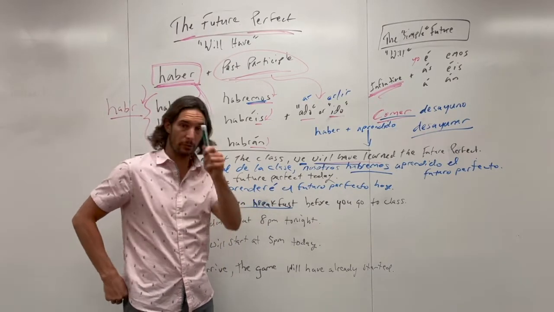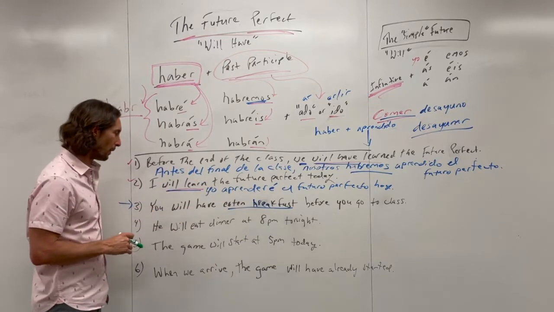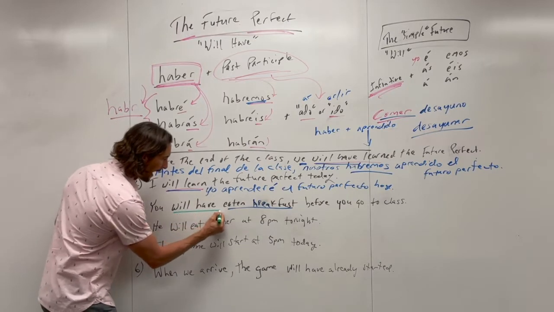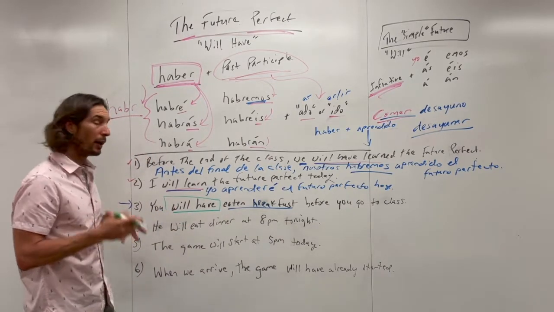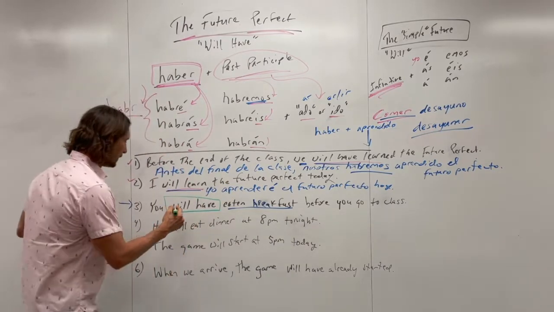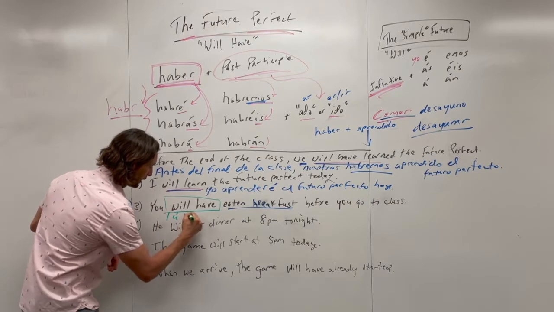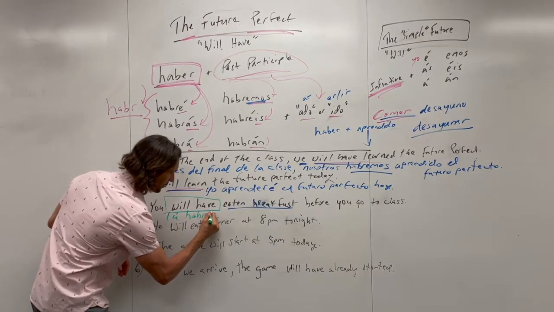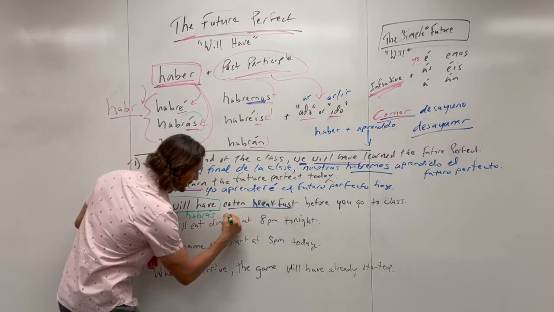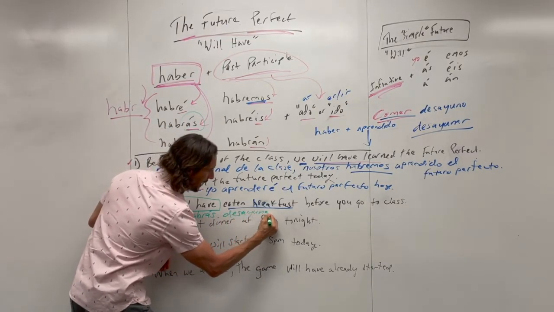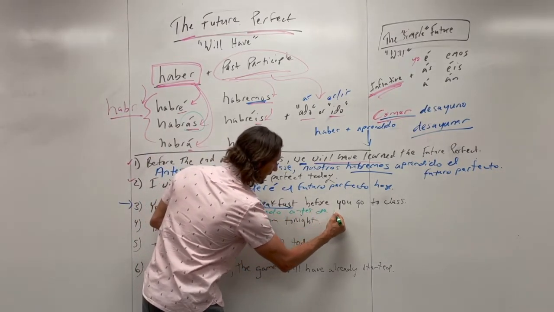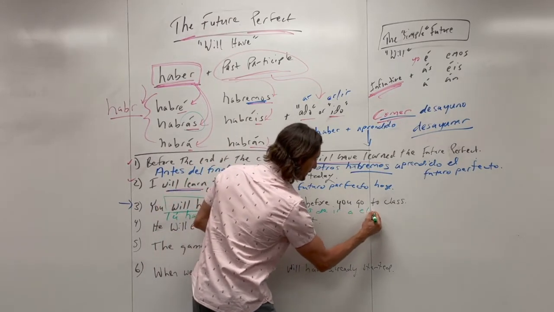And I'm going to use green just so we can mix things up color-wise. You will have eaten breakfast. So we have, look, you will have. So we have our perfect tense because we got that will have and then eaten. So we're going to go with tú habrás, right? Because we have that there. So habrás desayunado antes de ir a clase, right?